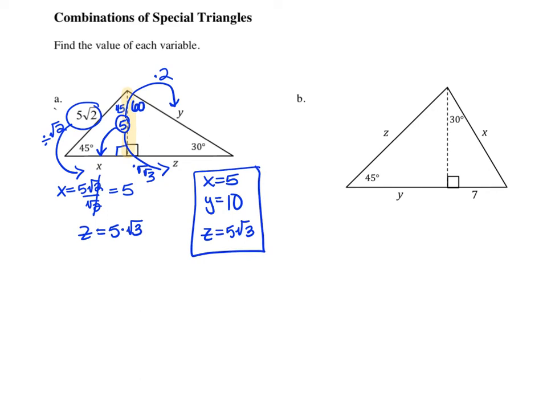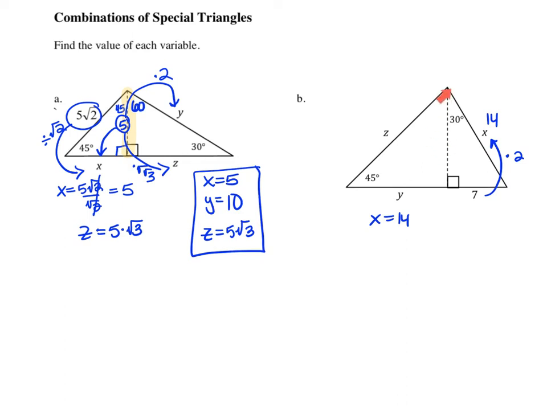For letter B, we cannot solve for z or y. There's too many unknowns. So I need to know the length of this side in order for me to solve for y or z. So the best thing to do would be to solve for x. So I have my short side. We're going to multiply that by 2 to solve for x. So that means x is going to be 14.